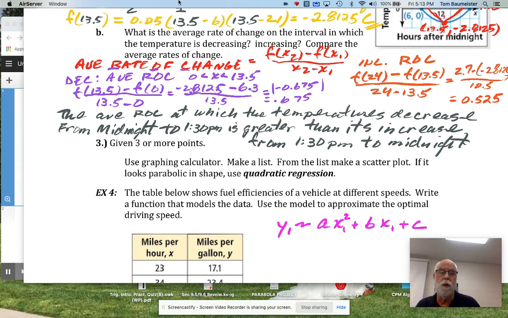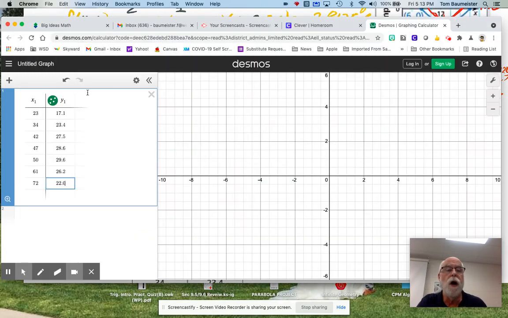All right, so we're going to go do that real quick here. I do have it set up for us. I have our table. Remember, go up here. That's where you're going to put in your table.